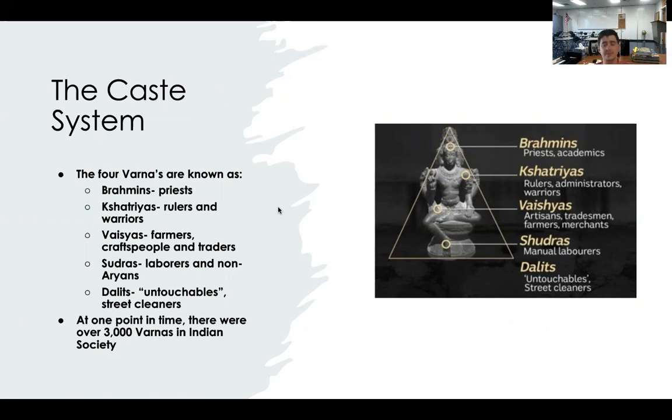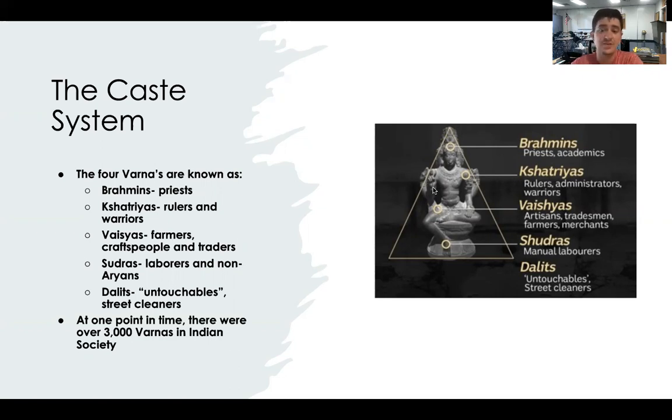And the Varnas, remember that's the word for social division, are broken into four main categories. I want to point out that all of these different Varnas make up a part of the human body, if you will. And you'll see what I mean by that here in a second. But to start off, we have the Brahmins at the top. Those are the priests, the academics, think scientists, lawyers, researchers, those people, and priests are at the top. They make up the brain, essentially.